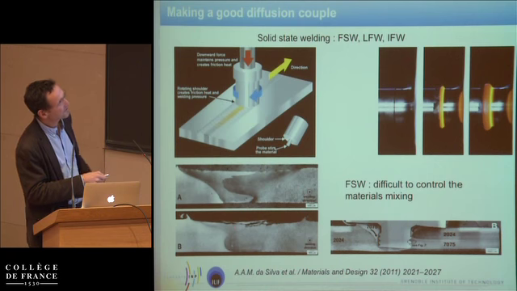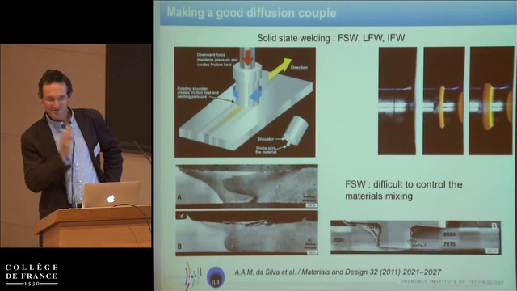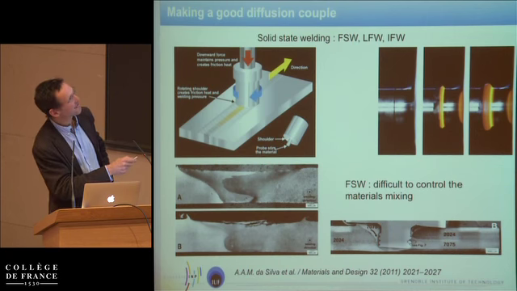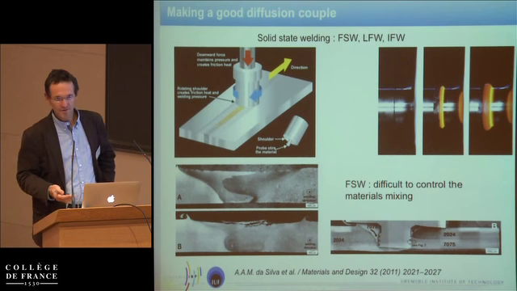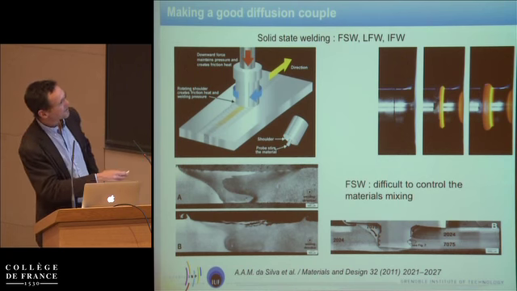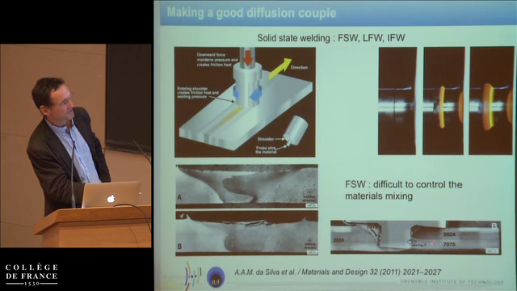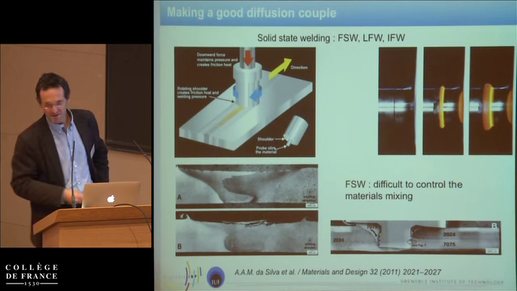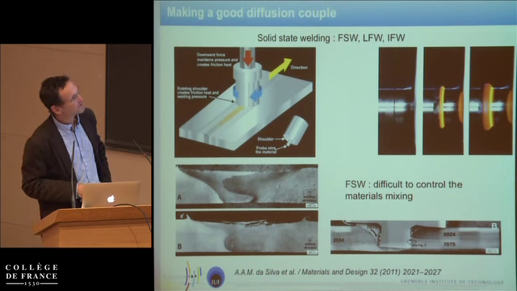I haven't personally worked on that, but if you look in the literature, you see that it's not so easy to control precisely the distribution of chemistry in between the two metals. So the advantage of this kind of process is that it's very robust, very easy to perform, and now quite widespread. But it makes you a gradient between the two alloys, which is quite complicated, and depending on the process parameters, you can actually not mix the two alloys in the way you wanted. So this can probably be used, but it's not so easy.